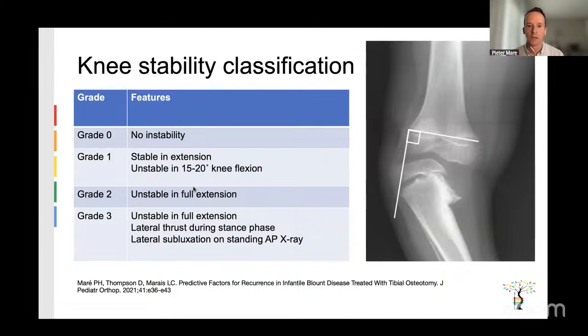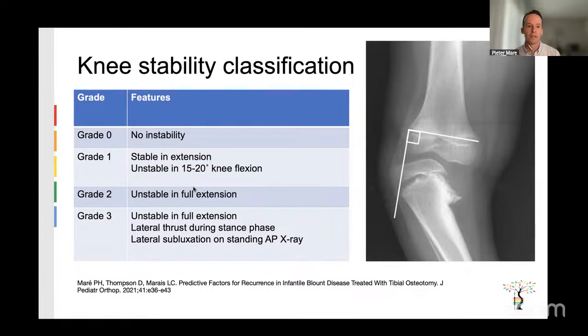We quantified knee instability by classifying it as follows, with grade 0 being no instability, which very seldom occurs, grade 1 being stable in extension and unstable in 15 to 20 degrees of knee flexion, and that's the typical Siffert-Katz instability. Grade 2, the knee is unstable in full extension as well, so there's a degree of lateral attenuation as well as medial joint line depression that exceeds the threshold.